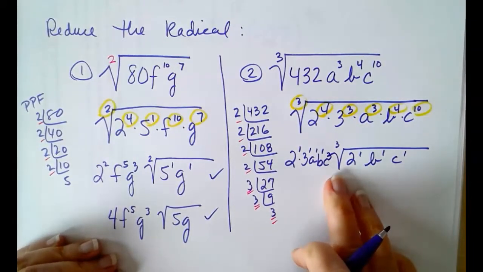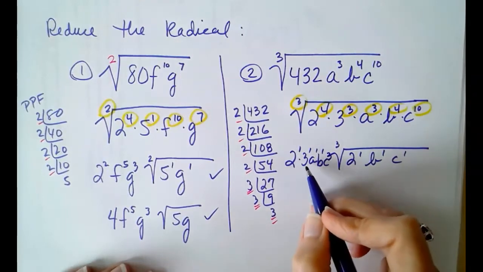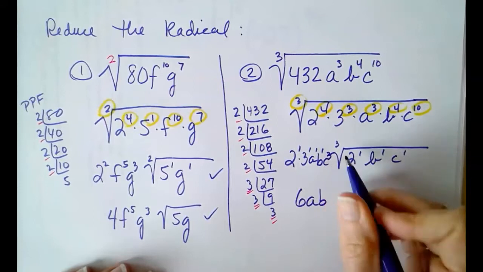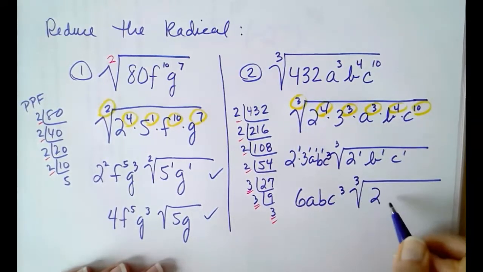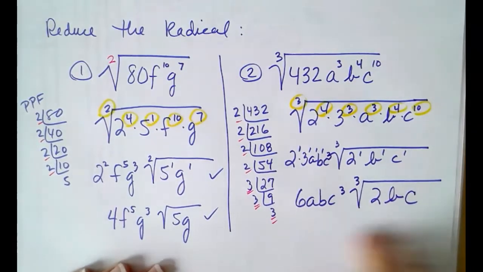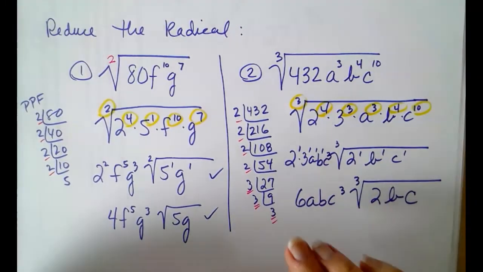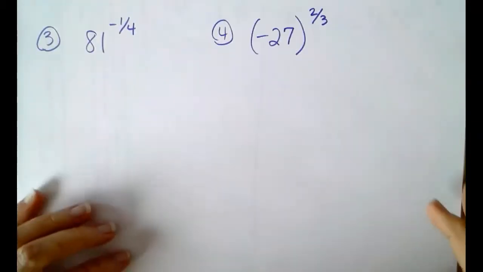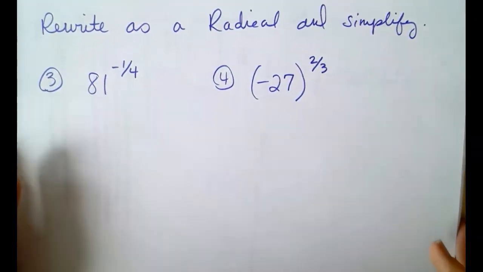So what is the coefficient of the radical? 2 times 3, which is 6, a, b, c to the 3rd, and then the cube root of 2b, c. That is the simplified radical. We have 4 of these on our test tomorrow. Next, rewrite as a radical and simplify.